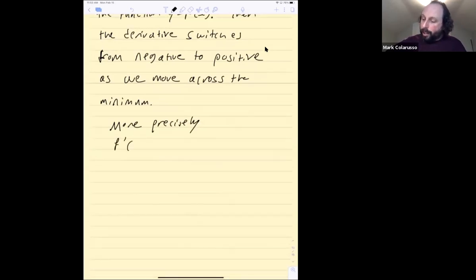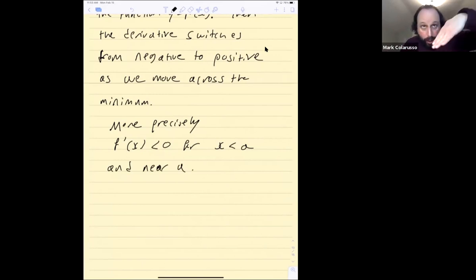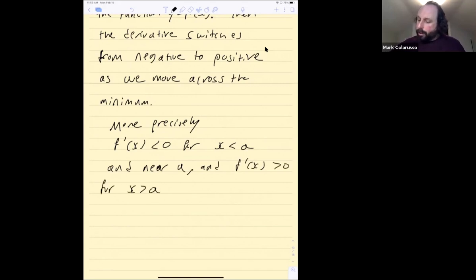f prime of x is less than 0 for x less than a and near a. So it's just near the point, just slightly to the left of the point. The derivative is negative, so the function is decreasing. And when we go over the point, it becomes positive. And f prime of x is positive for x greater than a and close to a.